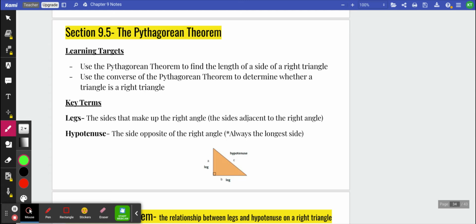So in building, when I was building my first house, to make sure that I made my walls square, so the corners were 90 degrees, I used the Pythagorean theorem to check that out.